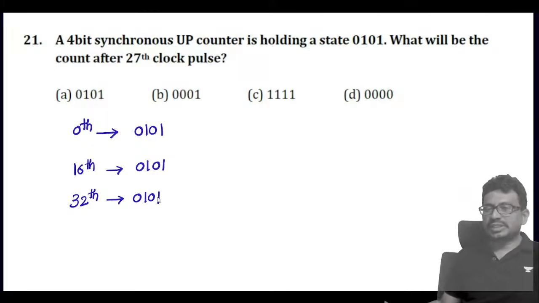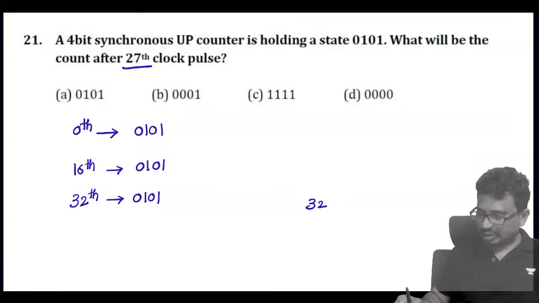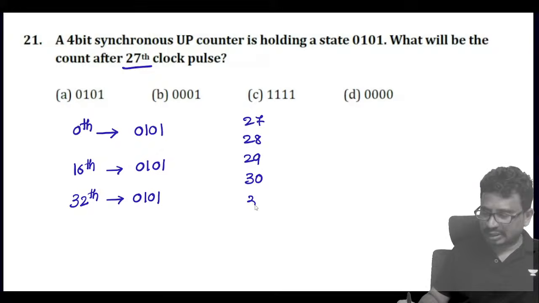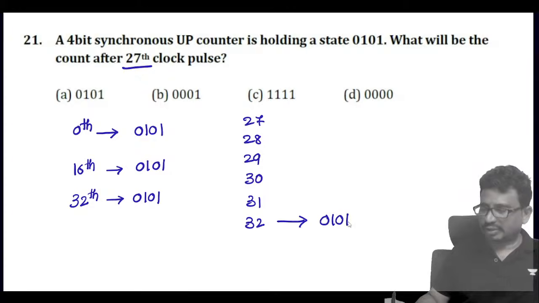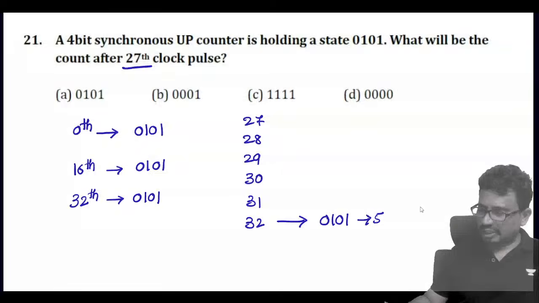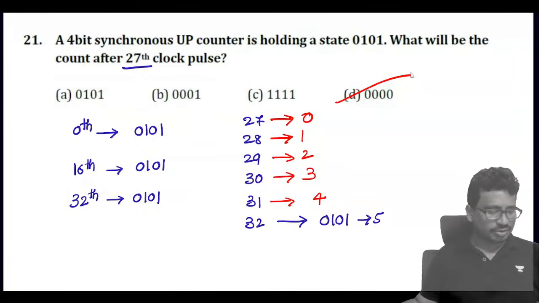But we need it at the 27th clock pulse. So from 32 we have to go back. Means what we have? This is 27 28 29 30 31 32. At 32 this is 0 1 0 1. So this means which is equal to 5. So now what will come here? Here 4, here will come 3, this is 2, this is 1. And here we have a 0. Means 0 0 0.